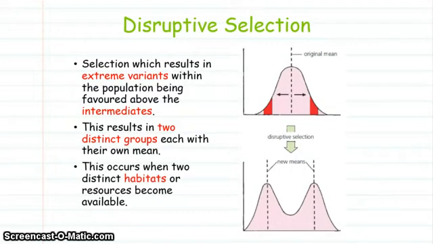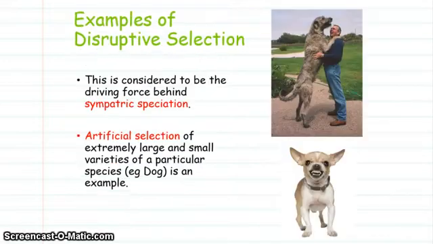And lastly, we look at disruptive selection, where extreme variants of the population are favored above the intermediates, and possibly two distinct groups of organisms, each with their own new mean values for that characteristic, begin to form. That might occur when distinct habitats or resources become available. An example is artificial selection of dogs. We can select for extremely large varieties or extremely small varieties. But disruptive selection could be a driving force behind sympatric speciation, which we'll look at later on.